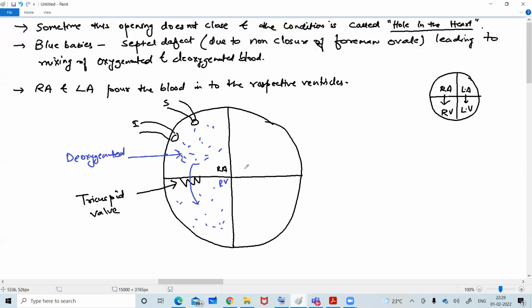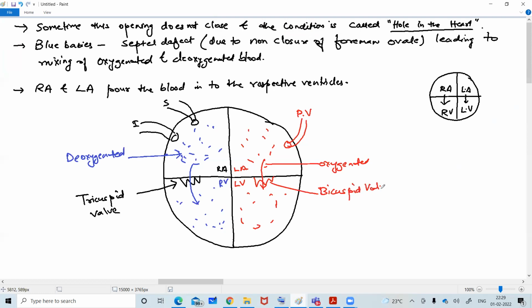In the same way, this is the left auricle and this is the left ventricle. Blood comes into this by the help of the pulmonary vein, PV. This blood is oxygenated blood, and blood goes to the left ventricle, and again there is a valve present here, and we call it a bicuspid valve, right? So bicuspid and tricuspid, what they do is they prevent backflow of blood, right?